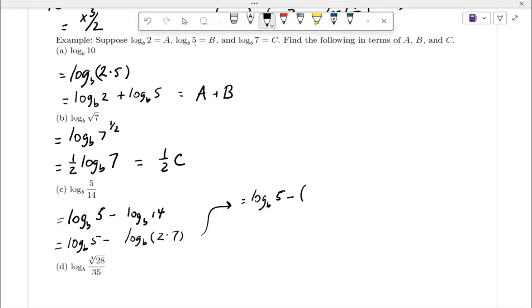So how can you rewrite the log base b of 2 times 7? Very good. That's the a plus c. That's exactly right. Because it's log base b of 2 plus log base b of 7. And then we can plug in our letters, right? Log base b of 5 is b. Log base b of 2 is a. Log base b of 7 is c.